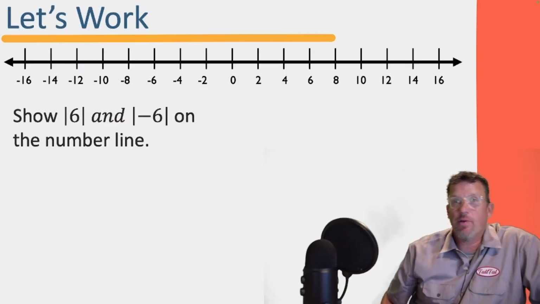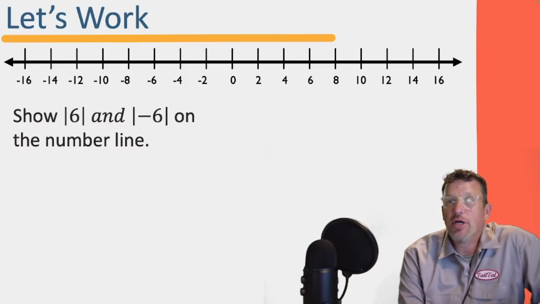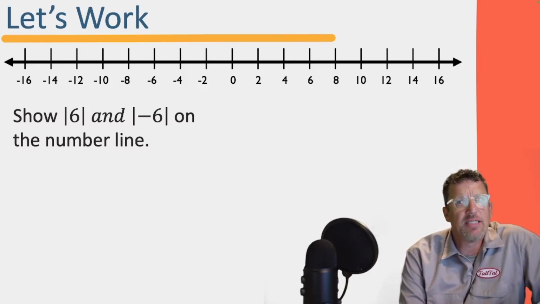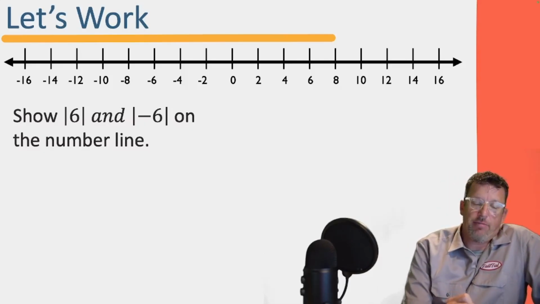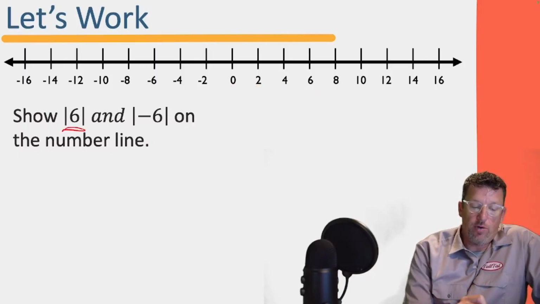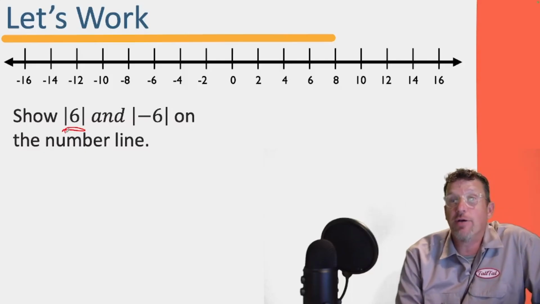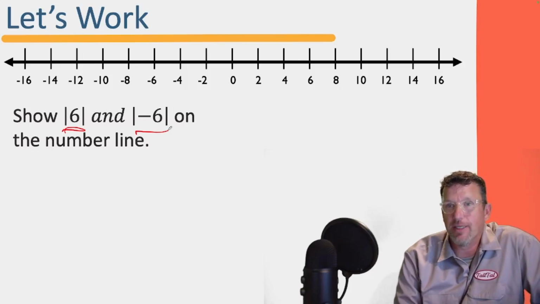Let's look at this. Now we got the opposite scenario. We're going to get a phrase and we're going to put it on a number line. Look at this number line. Is it counting by 1s or counting by 2s or counting by 3s? You guessed it. It's counting by 2s. We're trying to get to bigger numbers, so we make the gaps bigger, right? Just a reminder on number line. Show the absolute value of 6 and the absolute value of -6 on the number line.